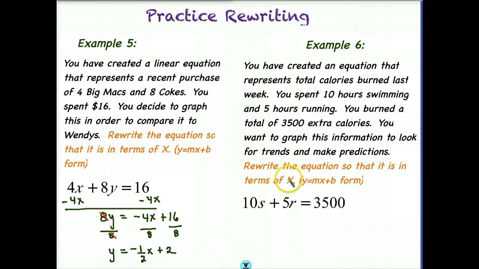In our final example here, I'm keeping track of my calories. So last week I burned 3,500 calories. I know that I spent 10 hours swimming and 5 hours running, but I don't remember how many calories I burned per hour swimming or how many calories I burned per hour running. But I do want to go ahead and graph this equation. It says rewrite the equation so that it is in terms of x. Unfortunately, I don't have x here.